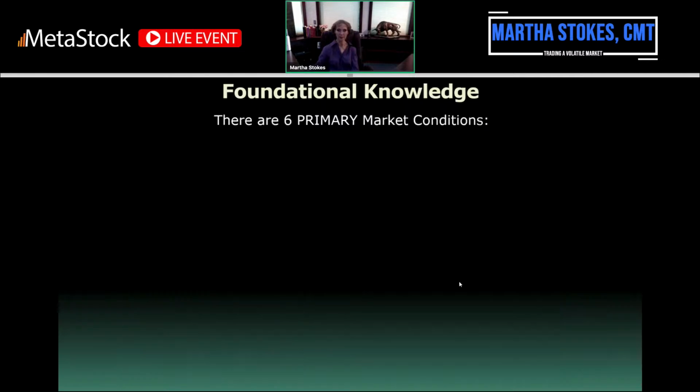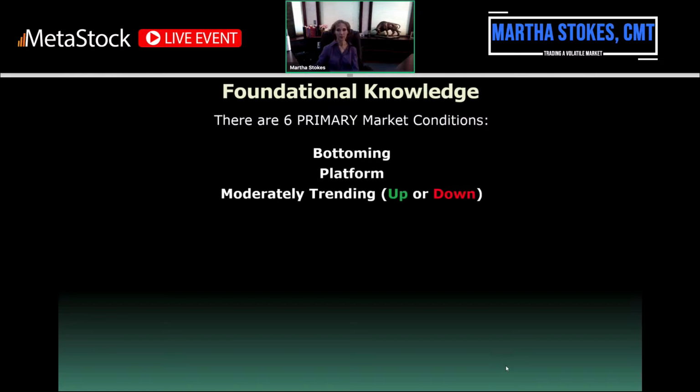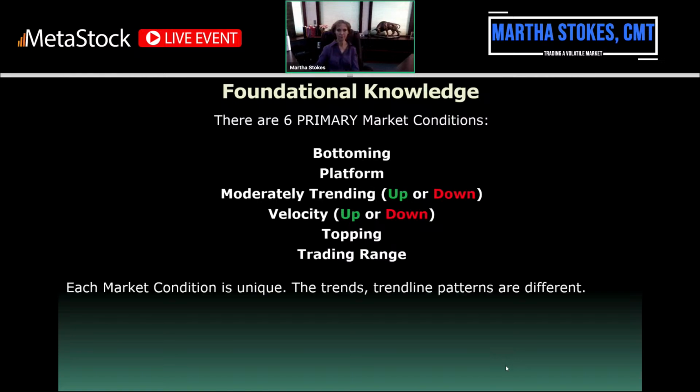That's the type of thing that I teach my students. So foundational knowledge, if you've watched a lot of my webinars before, you probably know this already, but I'll go through it real quick. There are 6 primary market conditions: bottoming, platform, moderately trending. That can be moderately trending up in a bull market or down in a bear market. Velocity, and that's in a bull market or bear market, up or down. Topping market and trading range market. We're going to visit all of these today.